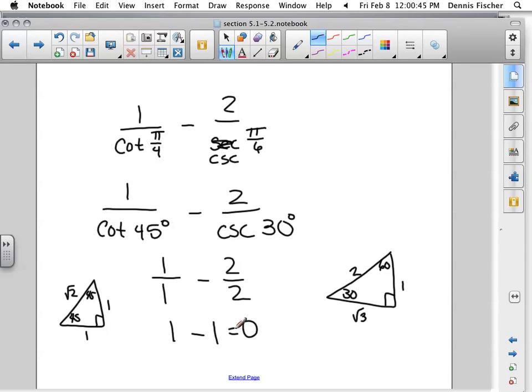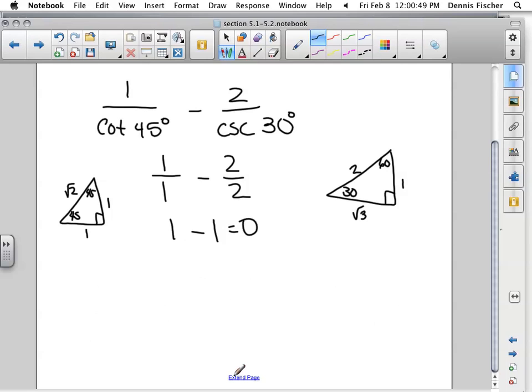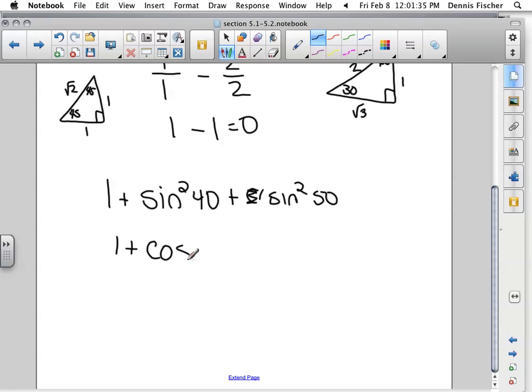One plus sine squared 40 plus sine squared 50. Sine is opposite over hypotenuse. What? Cosine of 50. Cameron says co-functions. Yeah, co-functions. She said sine of 40 is the same thing as cosine of 50. So if it's sine squared 40, it'd be cosine squared of 50. How do you know that? So I said cosine squared 50 plus sine squared 50.